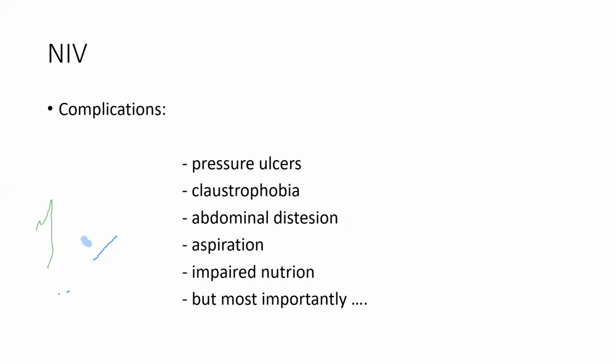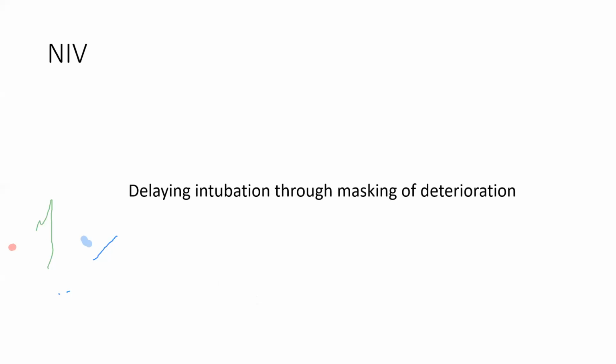Complications of non-invasive mechanical ventilation are also multiple, and also these are but just some examples. Secondly, due to the pressure on the interface, it can cause pressure ulcers. Some people develop claustrophobia. Abdominal distension sometimes is inevitable. Aspiration is a possibility, and both distension and aspiration will result in impaired nutrition. But the most important complication of non-invasive mechanical ventilation in practice, the one that we should always keep an eye on, is delaying intubation while it is indicated.